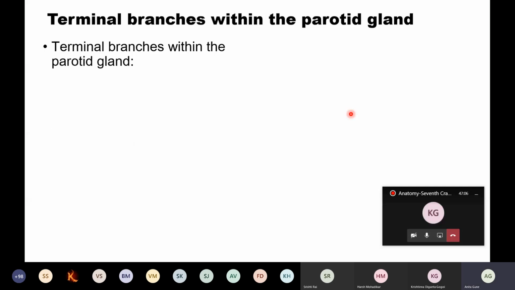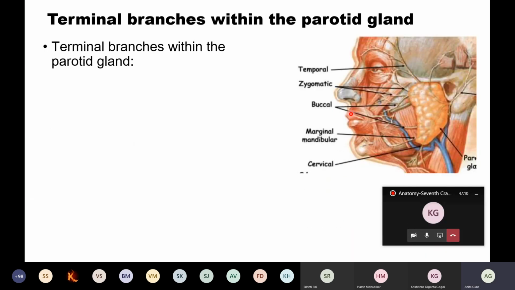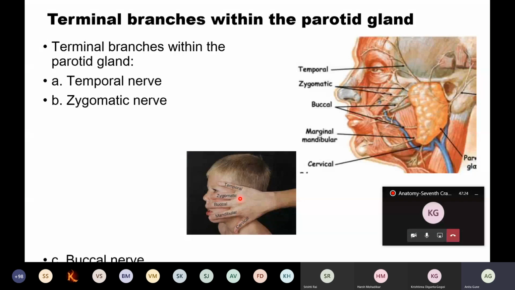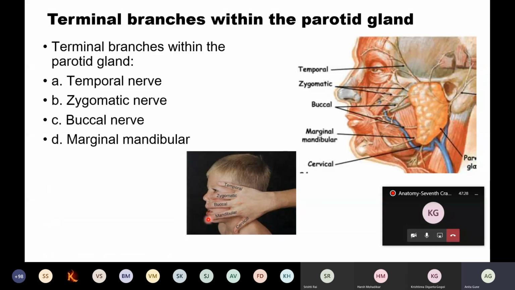Now, as it enters the posterior medial surface, it will divide into two trunks. Then it will give the terminal branches. These are the 5 terminal branches. That is the temporal, zygomatic, which will again re-divide, and the buccal, which will divide into upper buccal and lower buccal. Then we have the marginal mandibular, and then we have the cervical branch.